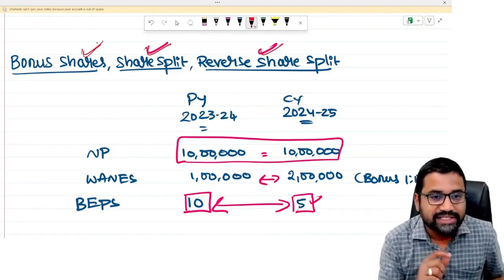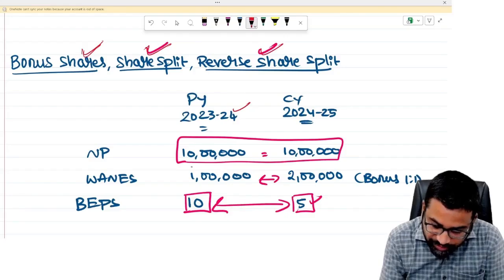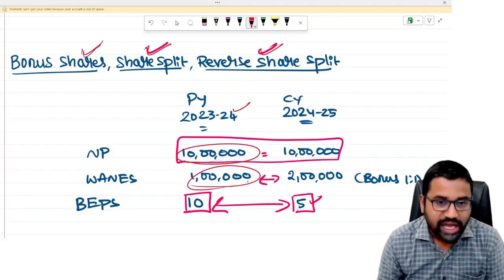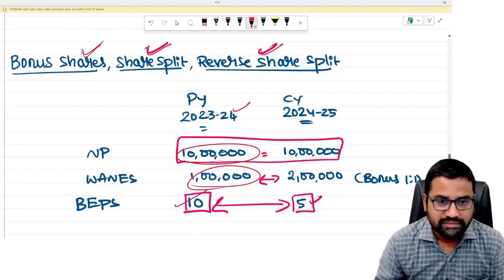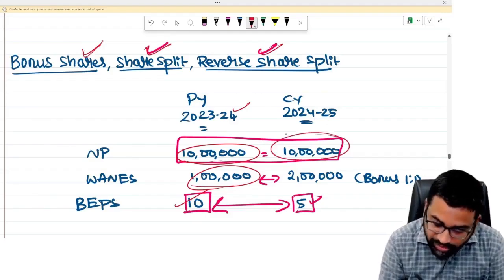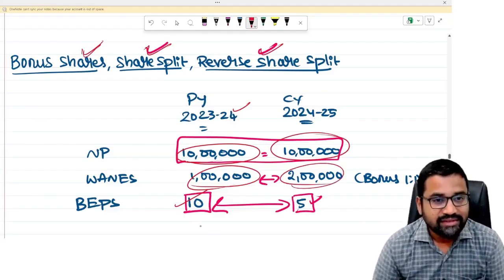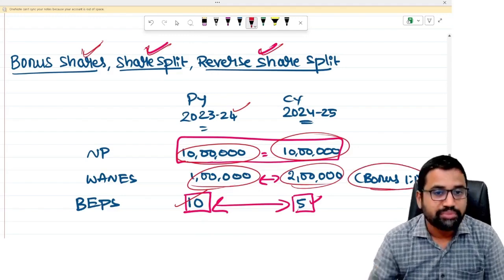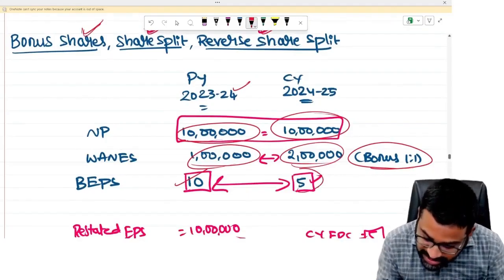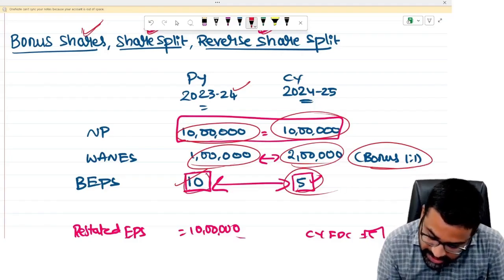Bonus shares, share split, reverse share split, what happens is, suppose for example, I have given one example here, see. Suppose in 23-24, your net profit is 10 lakh rupees, sir, and weighted average number of shares 1 lakh. So therefore, what is the basic EPS? Net profit divided by weighted average number of shares: 10. Suppose next year 24-25, your net profit is the same 10 lakhs, but your weighted average number of shares is 2 lakhs, because there is a bonus issue, 1:1 ratio, company made a bonus issue. Now tell me what is your basic EPS? 5.